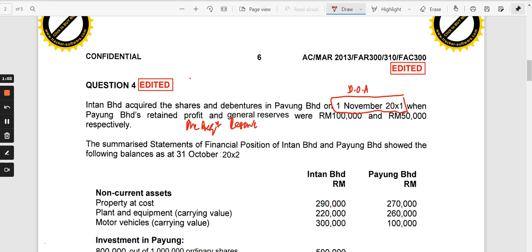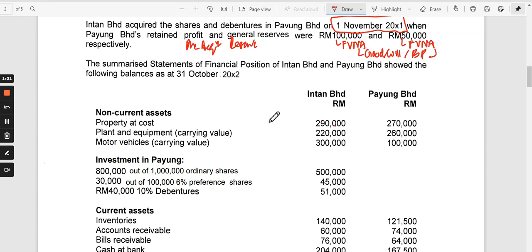It is the same for both ordinary and preference shares, and the retained profit has credit balances as well as the general reserve. So make sure this is included in the fair value of net asset. This should also be included in the fair value of net asset as you try to calculate any goodwill or bargain purchase.